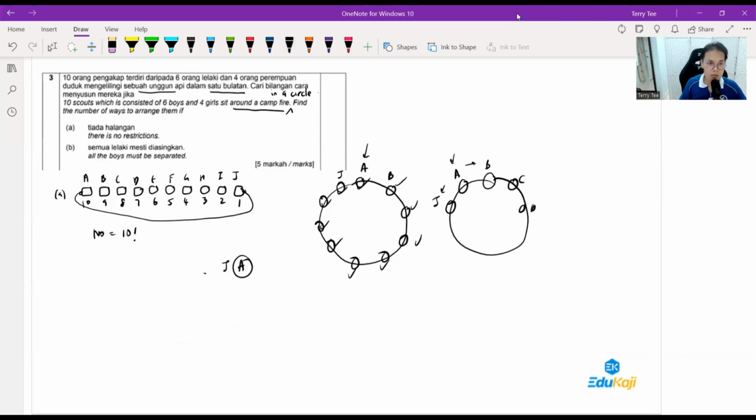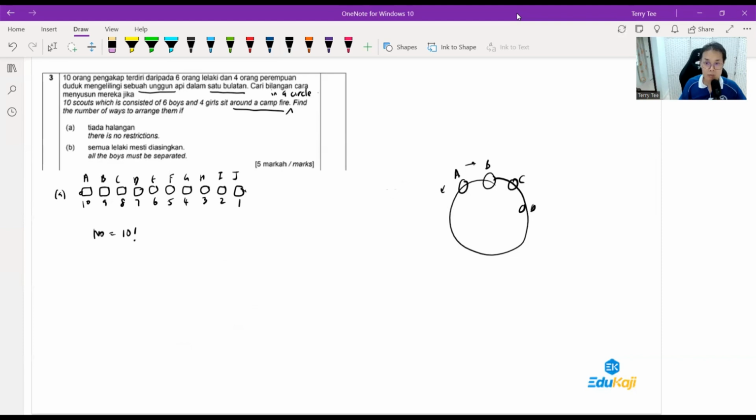So that's why when it comes to circular arrangement, number one, we have to consider arrangement in a row first, in this case 10 factorial. Then we have to divide by 10 to cancel out the same arrangement in a circle, because A has 10 different positions I can put them. The same goes to B and C and D. So that's why we always have to divide. If you have n factorial, you have to divide by n. Sometimes you can just write n minus 1 factorial, or just write 9 factorial will do.